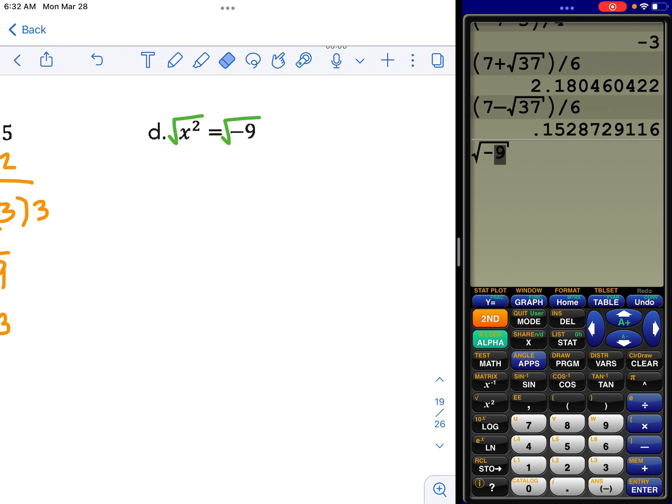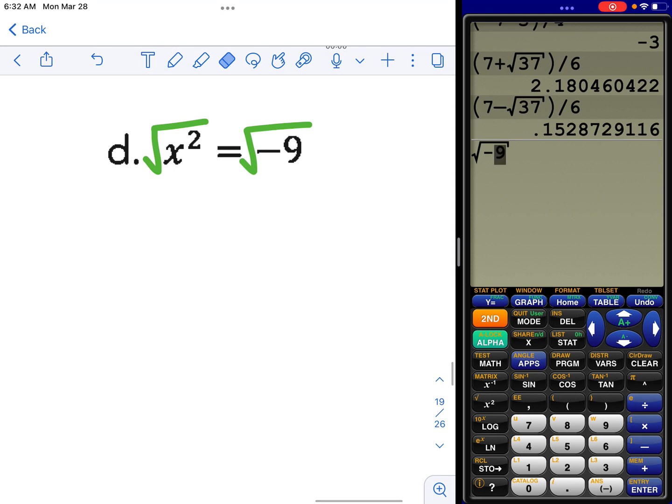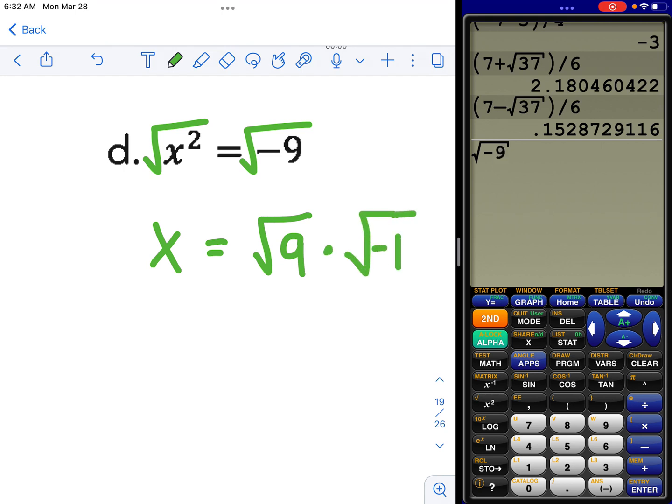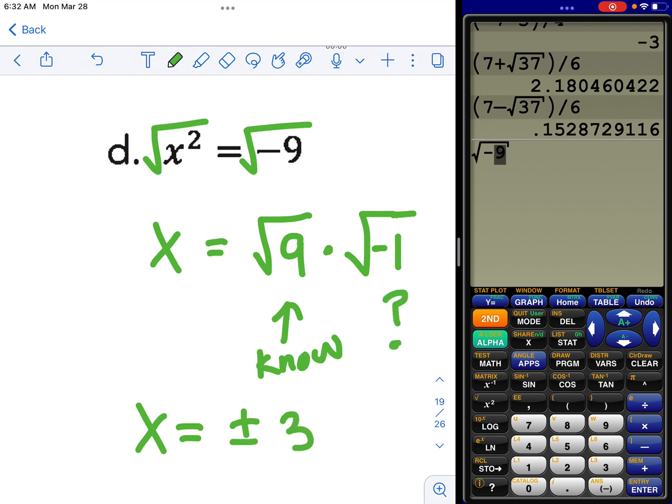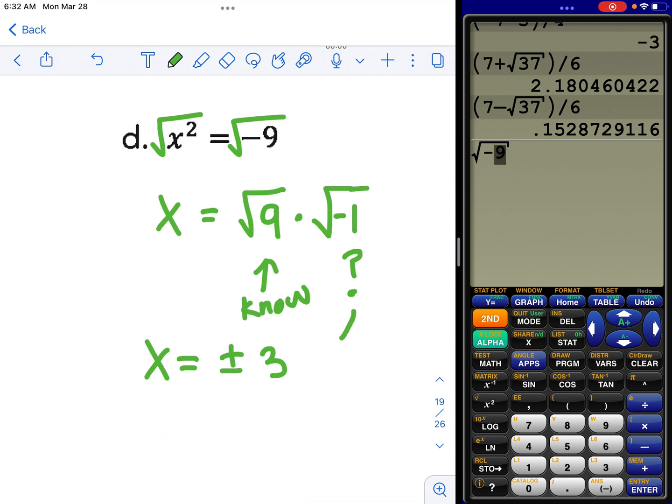So wouldn't it be nice if we could just say, well, why can't we just call this x, because that's what the square root of x squared is, and then why can't we just call this the square root of 9 times the square root of negative 1? Then we know this. That is x equals plus or minus 3, but we don't know this.